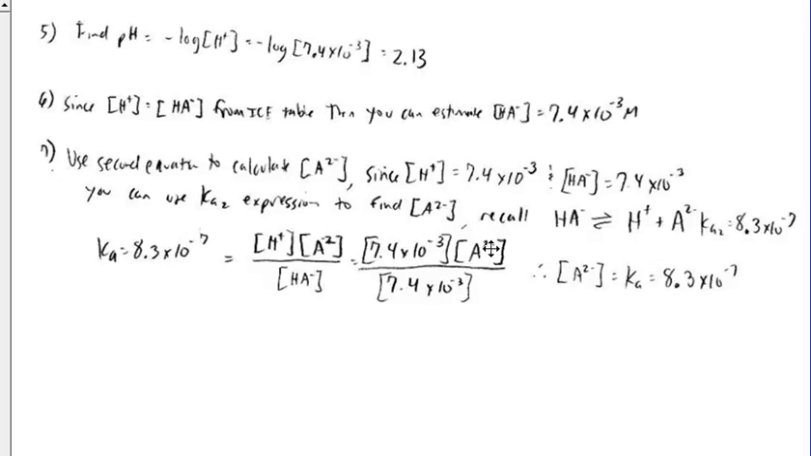Since we know what the HA minus concentration is, and that's what we estimated in number 6 here, and we know what the H plus concentration is because we found it out earlier, because it almost all comes from the first dissociation, we actually have most of the Ka expression here with H plus, A2 minus, and HA minus in it. So we just solve for A2 minus as 8.3 times 10 to the negative seventh molar.